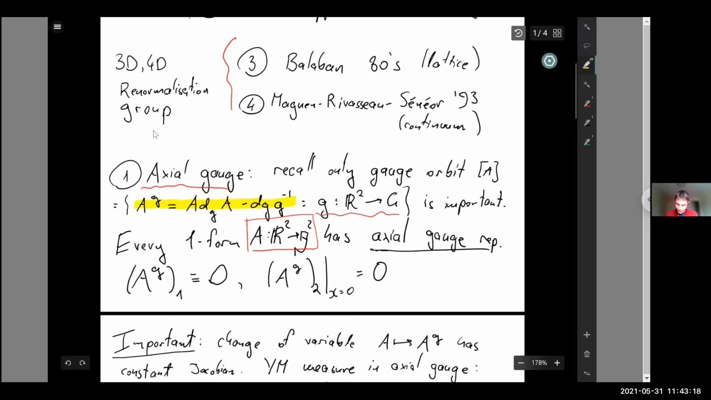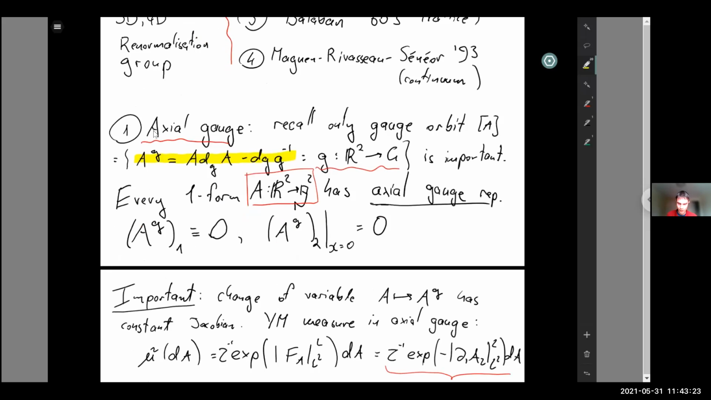And so what's quite special in 2 dimensions, and even on R2 in particular, is that every one form has a very nice axial gauge representative. What it means is that you can always find a gauge transformation, no matter what one form you take, such that its first component is just identically 0. So you get this identity. And then the second component is 0 on some one-dimensional subspace, for example, on the y-axis. So here you can get this equality.